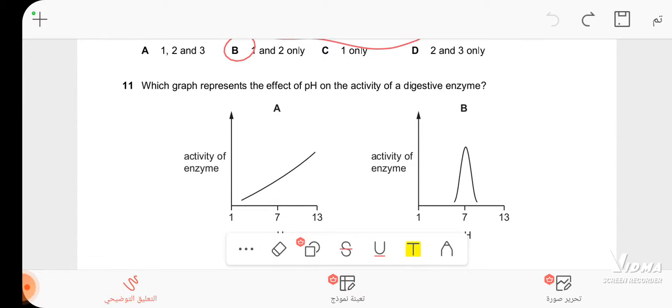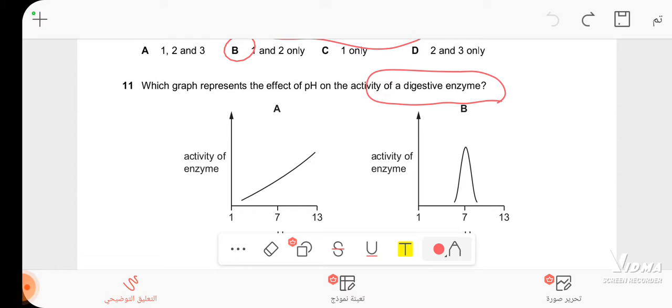Which graph represents the effect of pH on the activity of a digestive enzyme? As you know, each digestive enzyme, including for example amylase and lipase, has its own pH at which it works or has its optimum activity. As the pH increases, the enzyme activity increases, and it is linear increasing. No, it is wrong. The effect of pH on an enzyme is like the effect of temperature.